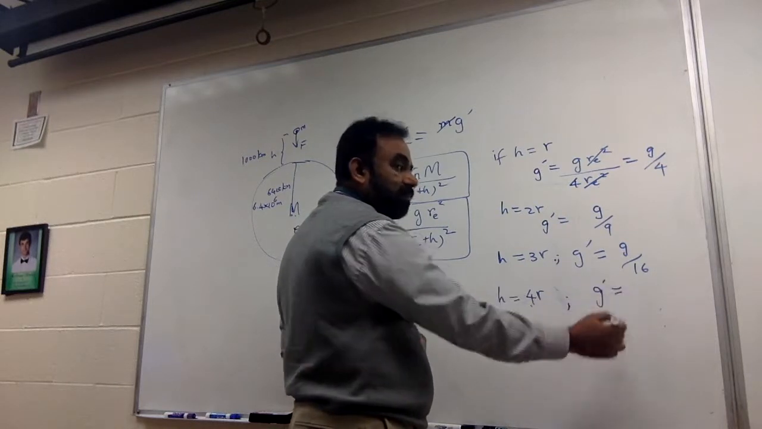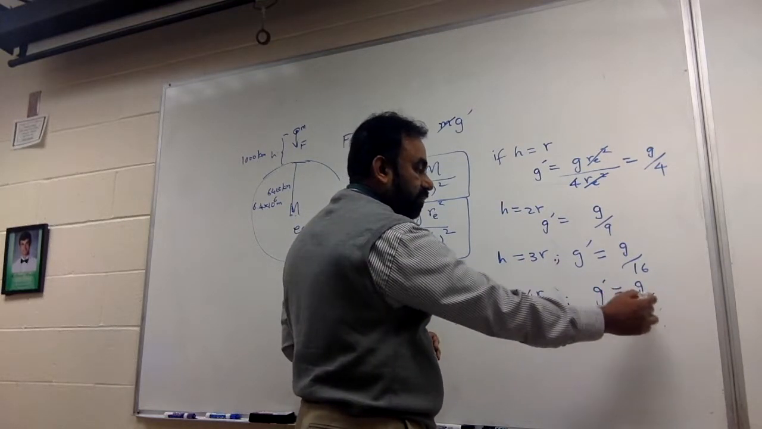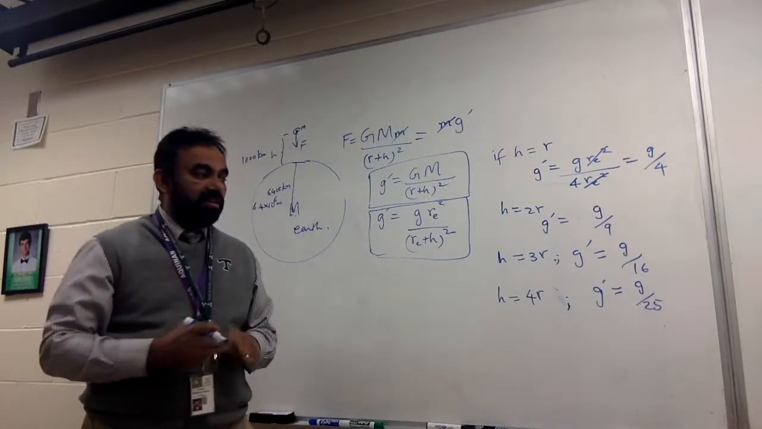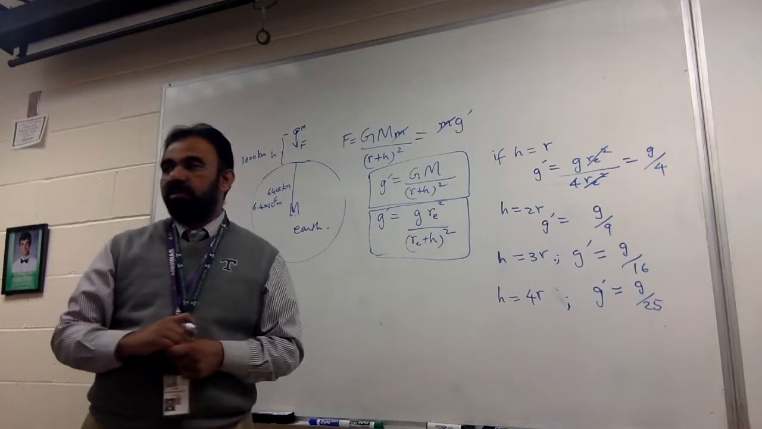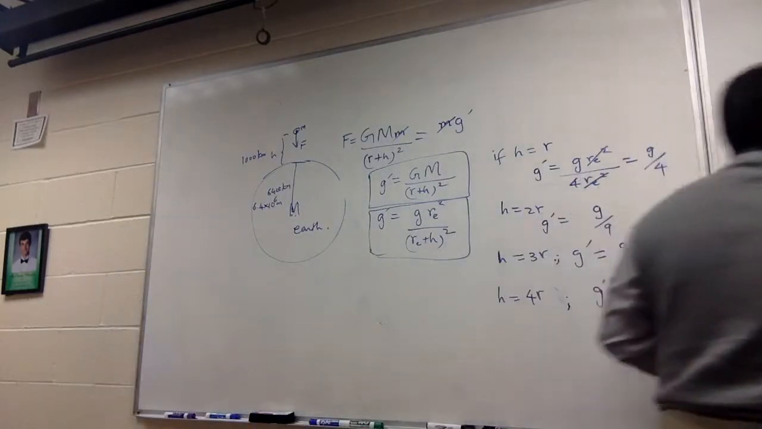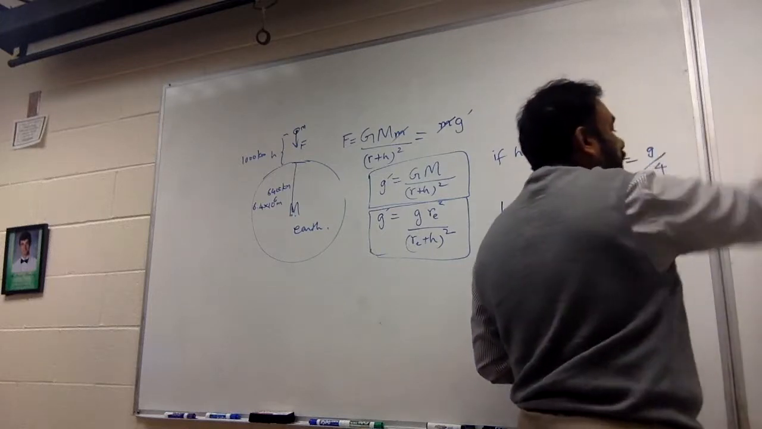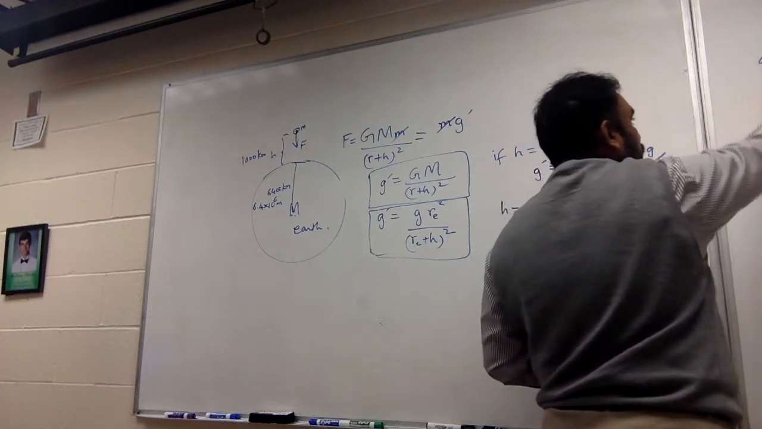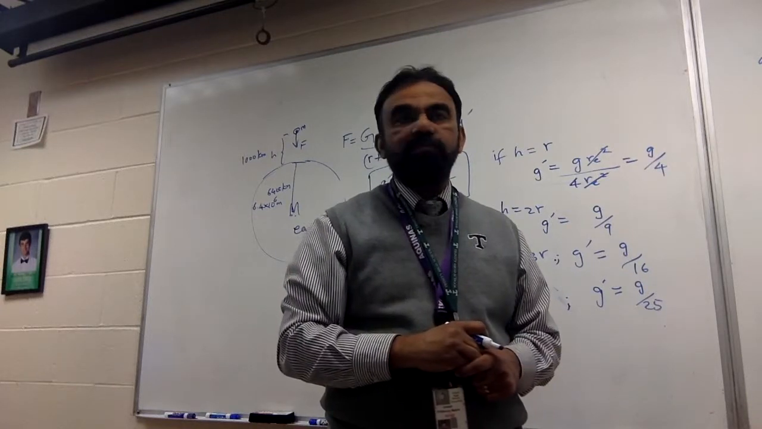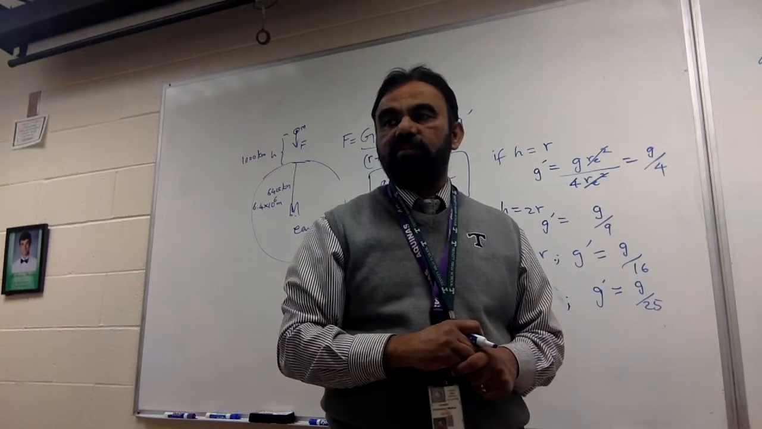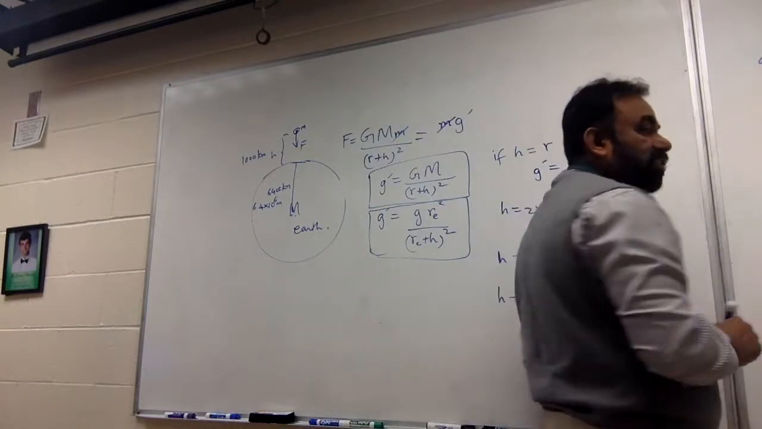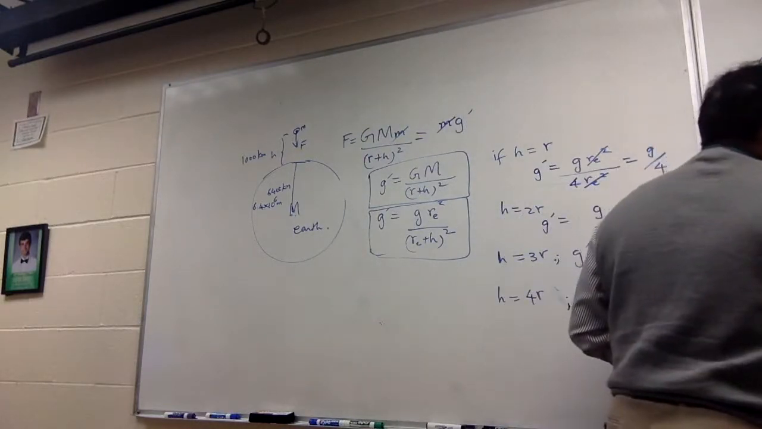G prime will be, you can see how the gravity values are changing. Now plot a graph of acceleration due to gravity versus height.